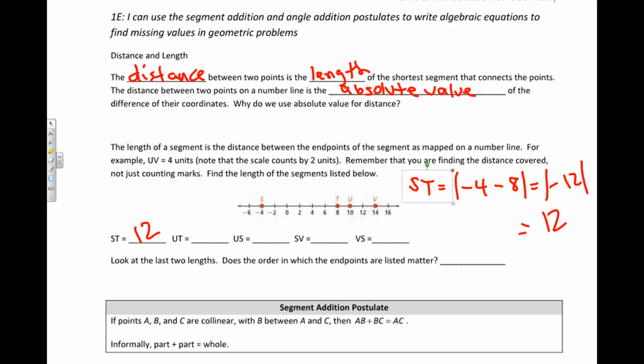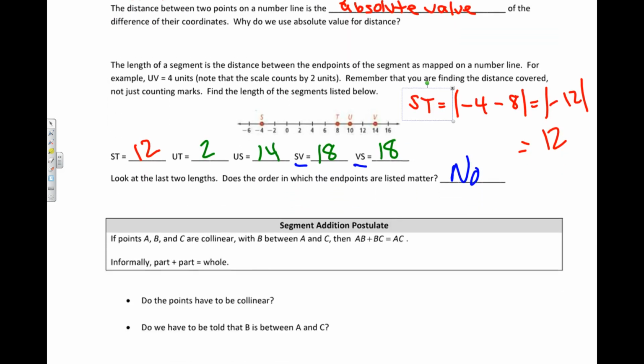All right, guys, I want y'all now to take a moment and find the distance of those remaining 4 segments. Go ahead and pause your computers and do that right now. So what I want you guys to pay special attention to here is VS and SV. Those are the same segment, but going in 2 different directions, traveling from S to V or from V to S. Notice the distance does not change. The order in which you list your endpoints doesn't matter because distance is always positive.